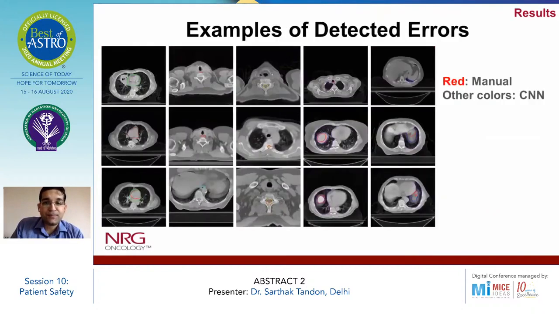Next, please. So this is the image set that they had given us, and these figures represent examples of inappropriate contours detected by the QA system. The manual contours are in red and the automatically generated contours are in other colors. From the first column to the 5th column, they are heart, esophagus, spinal cord, left lung and right lung respectively. And the system was able to identify slices with missing contours, contours drawn in error and inappropriate contours.